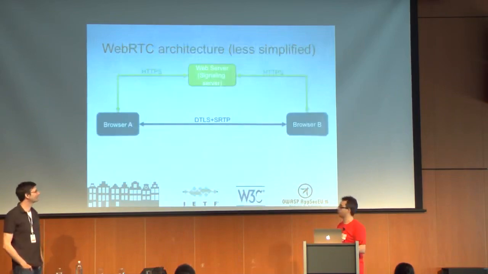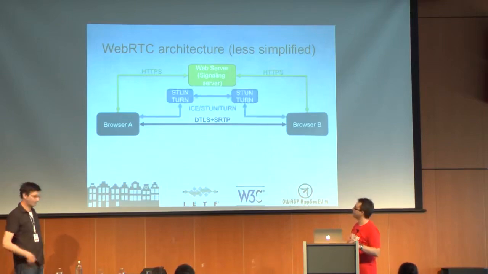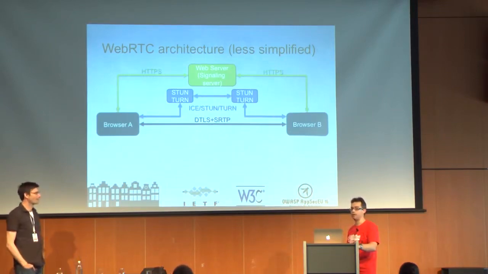So the image that we had before on the architecture is now getting a little bit more complicated. In order to set up the dark green line with DTLS and SRTP, we need to involve STUN and TURN to get all the parameters to be able to set up the architecture. But of course, you see we still have some white space on the slide.